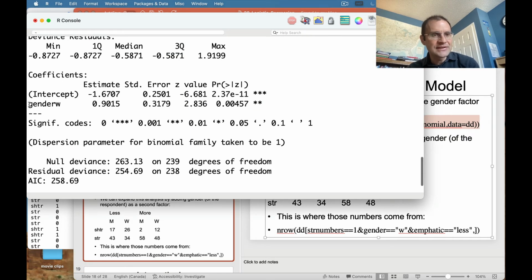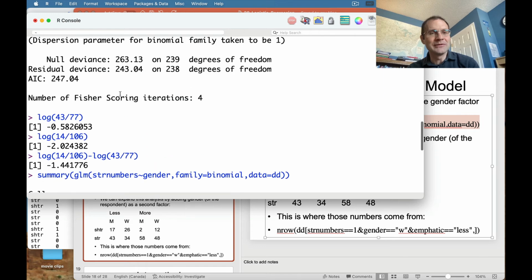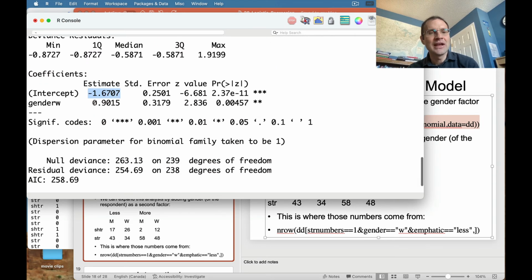So in this case, the intercept value, this negative 1.67, is going to be the overall log odds ratio for the men, because M comes before W in the alphabet, right? So it's relatively negative. It's more negative than it was before, which is negative 0.5826. And then when we add the women factor in, that basically is saying that women produce more STRAs than the men, because this is a positive number, and this p-value being small and stars being here just means that this is significant. It makes a significant difference what the gender of the speaker is.